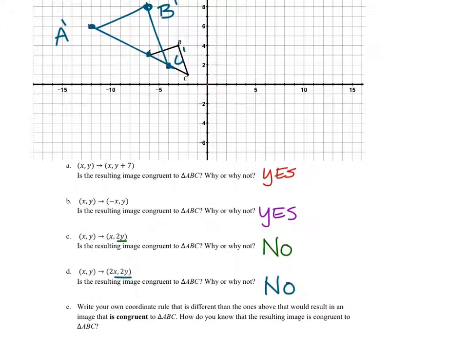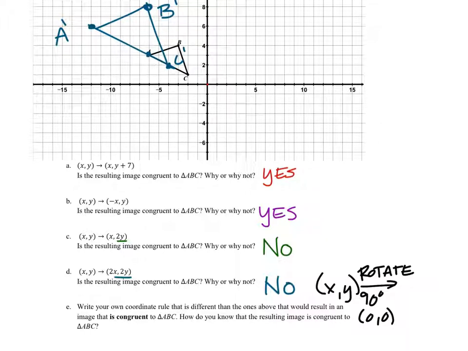So now we must write our own coordinate rule that is different than the ones above that would result in an image that is congruent to triangle ABC. How do we know that it would be congruent? As long as it is only a reflection, translation, or rotation, then automatically it becomes a congruent shape. So one of them was to rotate it. We didn't see a rotation, so I'm going to do that.